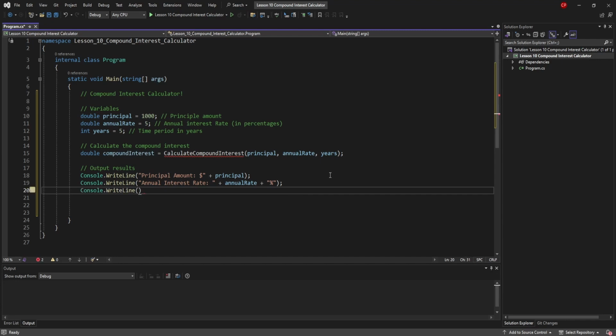Do another Console.WriteLine, and we'll do time period. We're doing this as if we're like a banker or something, right? And then plus years, and then let's put years, just like that. So then it'll say time period 5 years, right? Yeah. That looks good. We're going to do one more Console.WriteLine, and we'll say compound interest, and then put the money symbol and do plus compound interest.